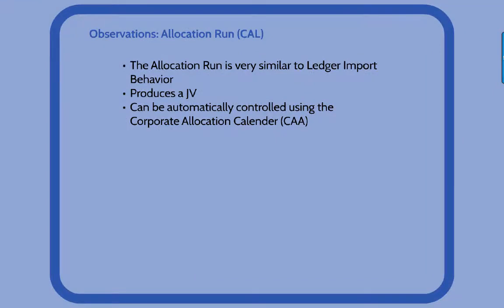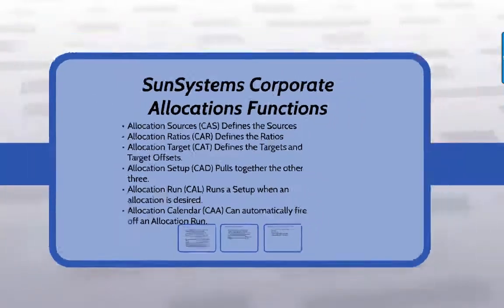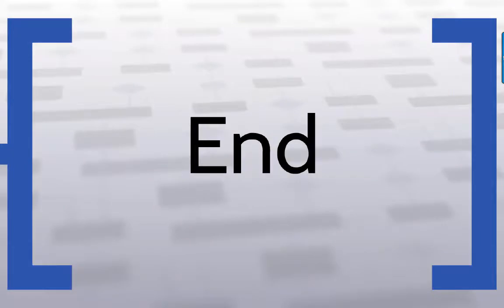The allocation run that you run is very similar to the ledger import behavior that you do when you're importing or doing ledger entry. That is, it gives you an error message. It has a report that goes with it that gives you the errors, and if it's successful, it gives you a JV, and it can be automatically run using the calendar. But when you're doing the allocation run, think ledger imports, almost exactly the same behavior. Okay, that's it for our presentation.